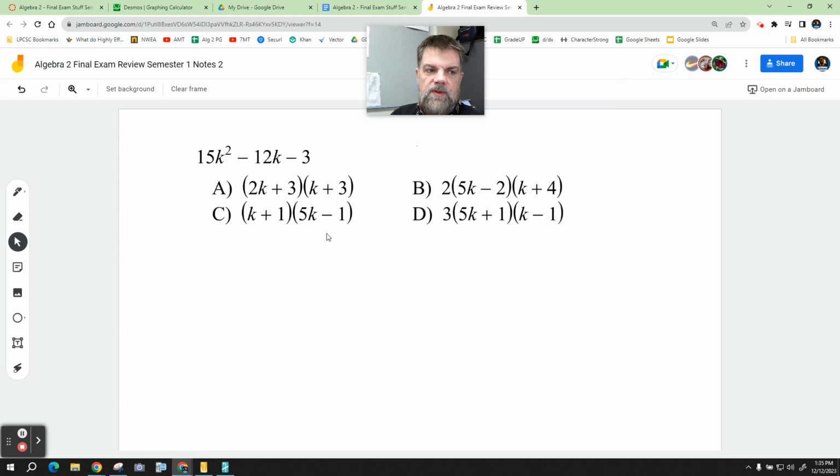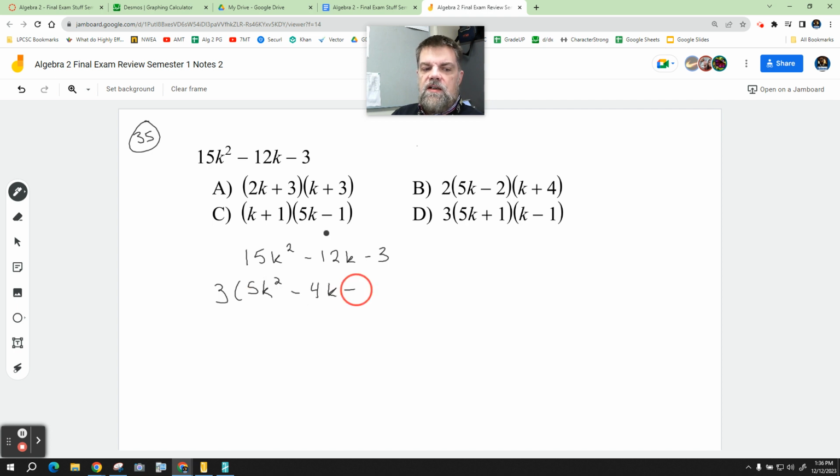So this one is problem number 35. To factor this, first thing I notice, what do you guys notice about all three terms? They're all divisible by 3. So I'm going to factor out a 3, which gives me 5k squared minus 4k minus 1. Okay?